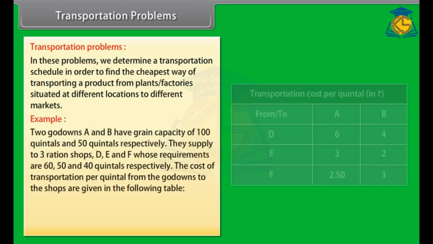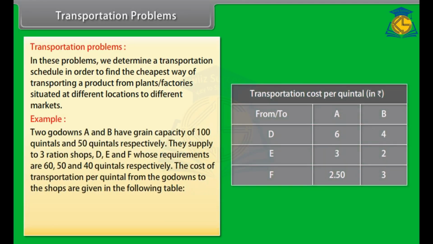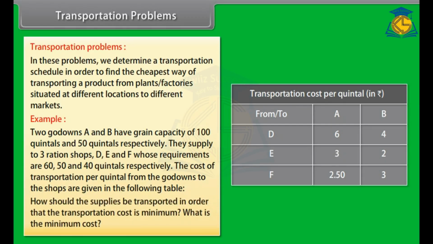Example. Two godowns A and B have grain capacity of 100 quintals and 50 quintals respectively. They supply to three ration shops D, E and F whose requirements are 60, 50 and 40 quintals respectively. The cost of transportation per quintal from the godowns to the shops are given in the following table. How should the supplies be transported in order that the transportation cost is minimum? What is the minimum cost?